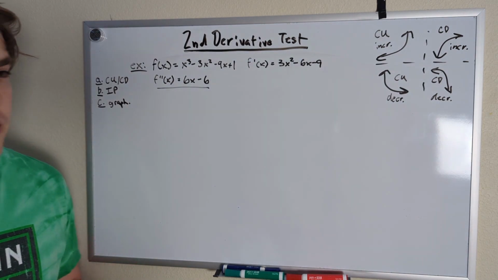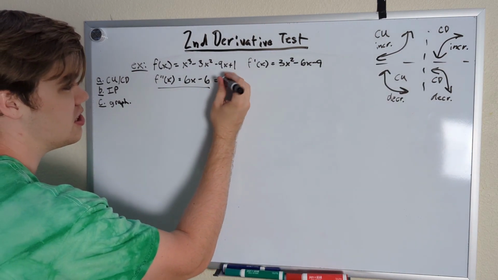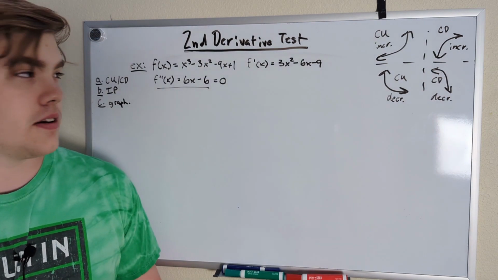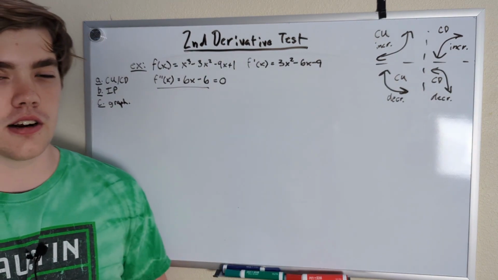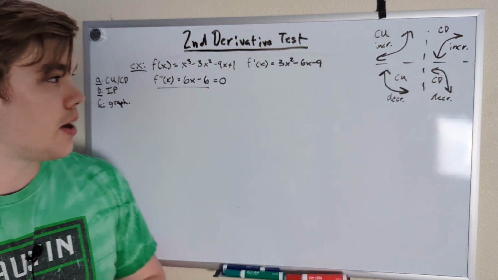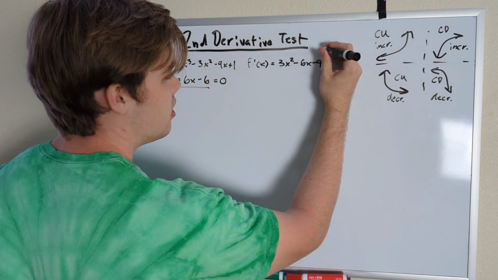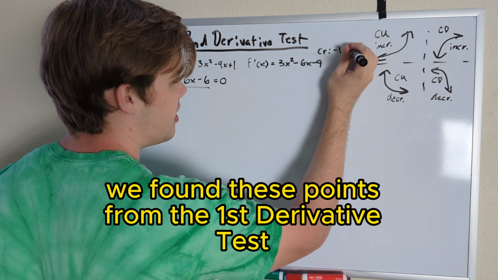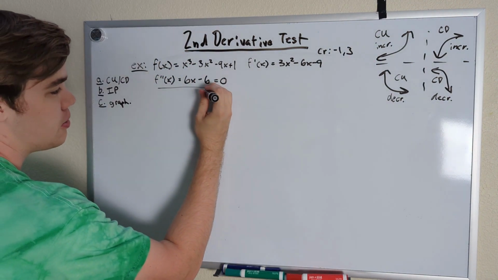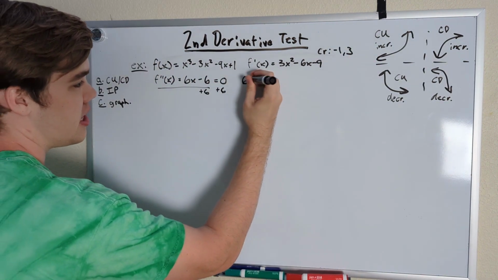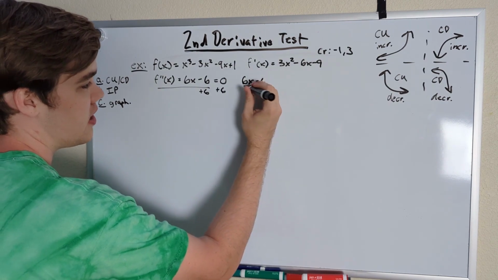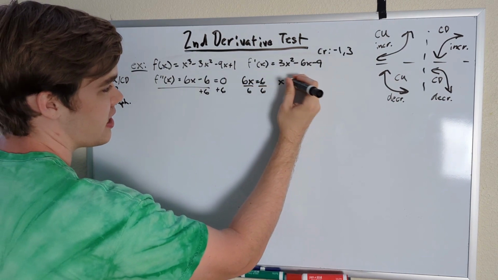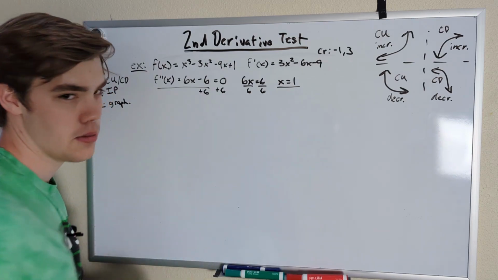And in order to find the inflection points, we need to make this equal to 0. Just like in the first derivative test, we need to set the first derivative to 0 to find the critical points. By the way, the critical points of this function, which are right up here, labeled as CR, are equal to -1 and 3. So first, let's add 6 to both sides, like so. So 6x is now equal to 6. Divide by 6 on both sides, and we get that x equals 1. This is our inflection point right here.